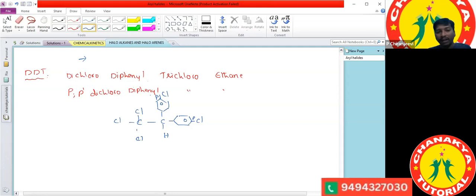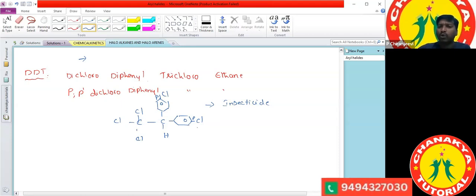Sometimes they ask for the IUPAC name, sometimes the common name, sometimes the structure of DDT. For what purpose is DDT used? DDT is used as an insecticide. When it was first identified, they received the Nobel Prize for the isolation of DDT, in the 1940s.